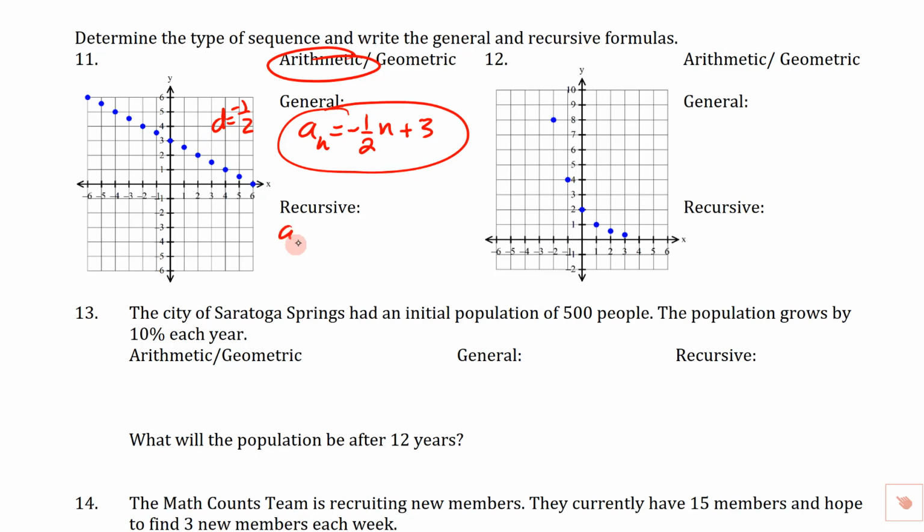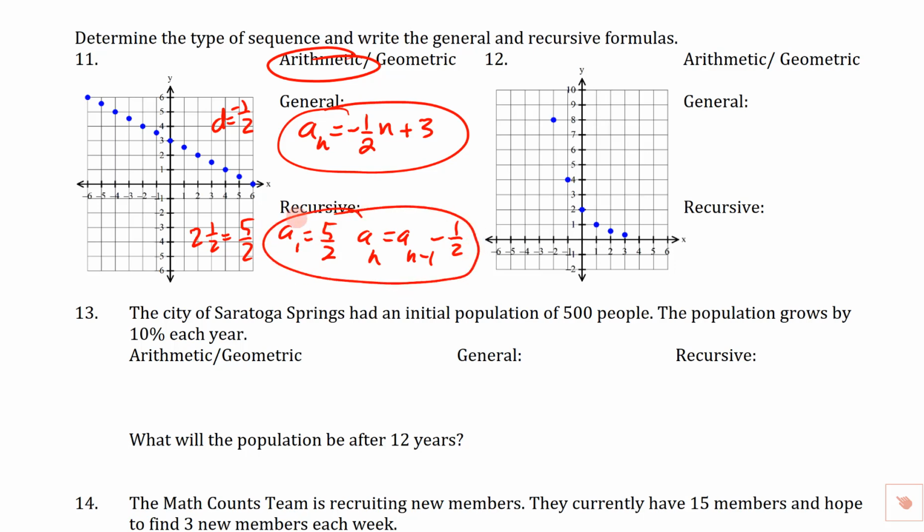And then the recursive formula, a sub 1 is, remember, you got to grab the right one. It's the first one, so that's 2.5. So 2 and 1/2, I'm going to write that as 5/2. So 5/2 for the first one, and then the next one is going to be the previous one, and then we're going to subtract whatever that common difference is. In this case, it was 1/2. So there we go on that one.